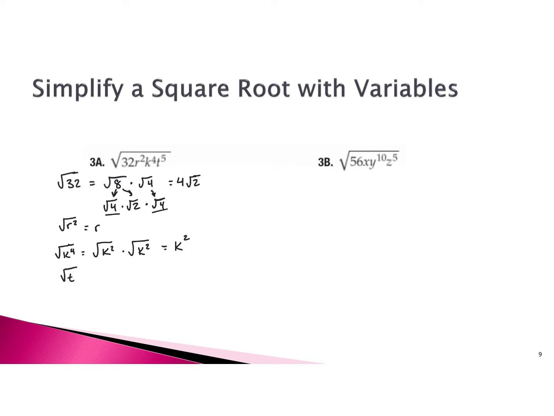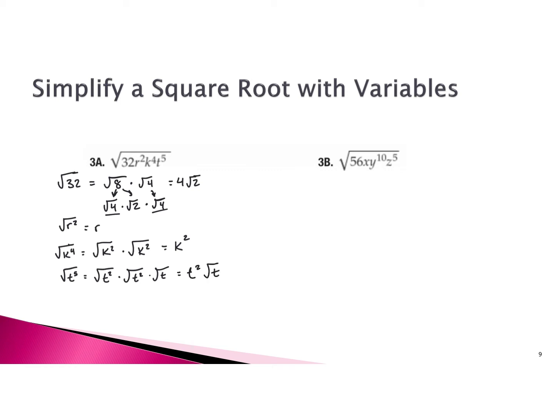Last piece, I have t to the 5th. I'm looking for squares again. I know that if I have t to the 4th, I have 2 squares, so t squared times t squared. But then I have one more that needs to happen, so I'm going to put times t in the last one. Now again, a radical multiplied by itself cancels out the radical, so I have t squared on the outside, but the square root of t doesn't have anything, so it stays inside.